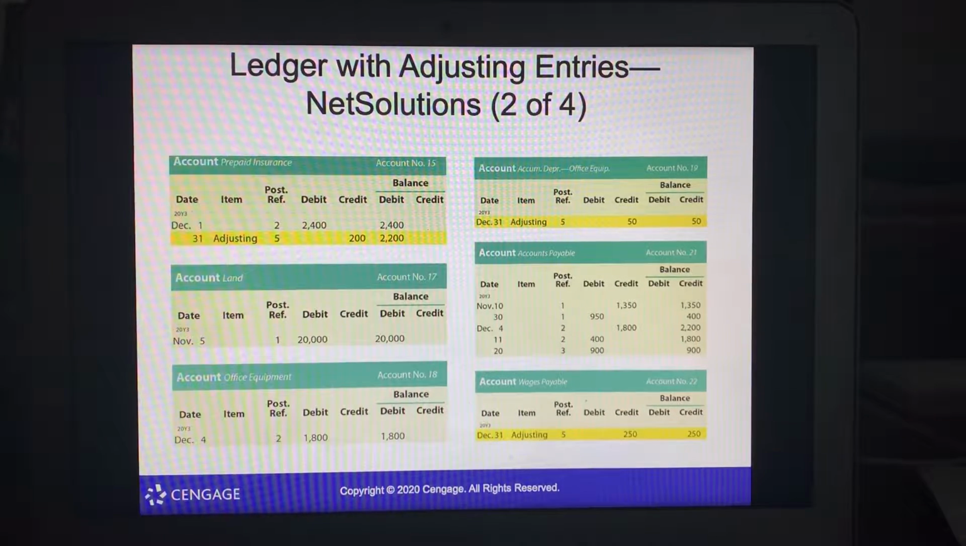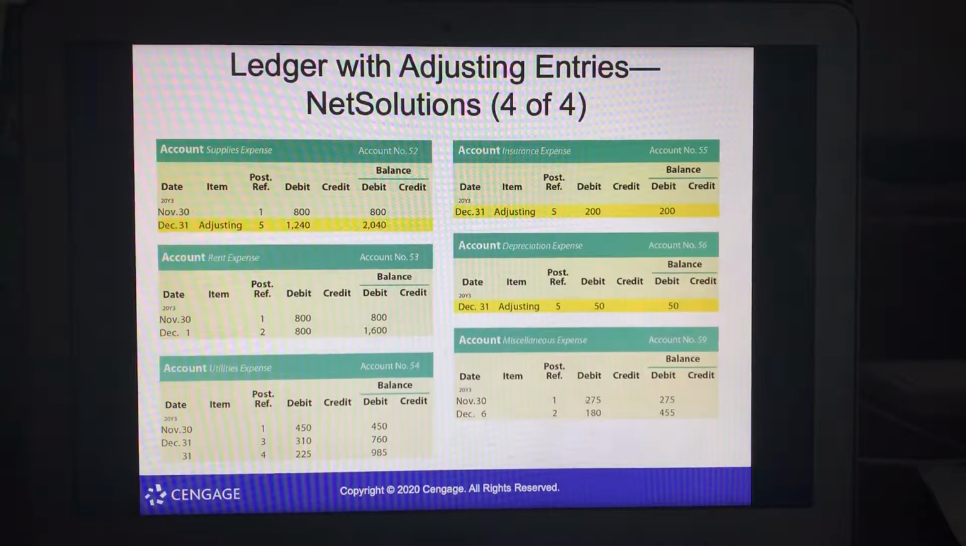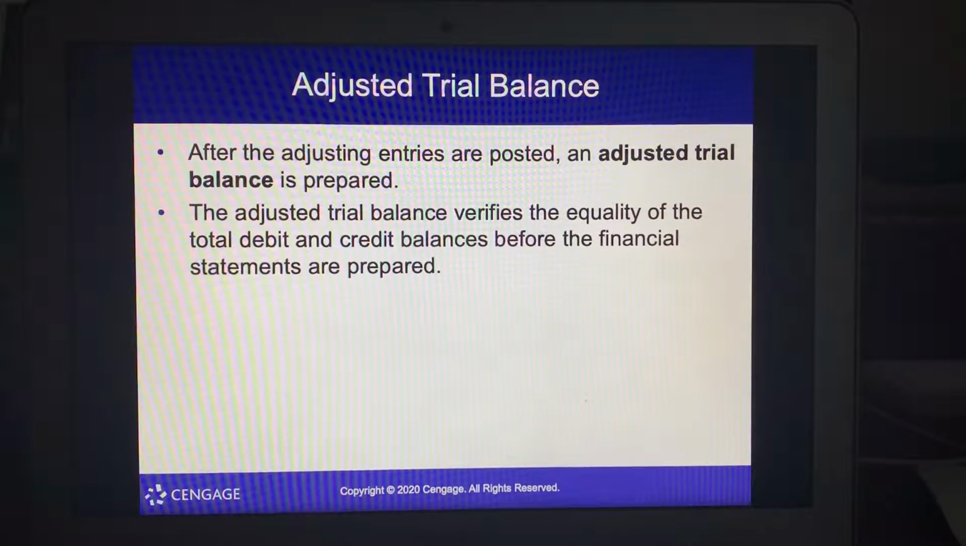Ledger with adjusting entries. These are the prepaid insurance account, the land account, office equipment, accumulated depreciation, accounts payable, wages payable, and these are a continuation of these accounts. And then these are the supplies, expenses, miscellaneous, and then adjusted trial balance.